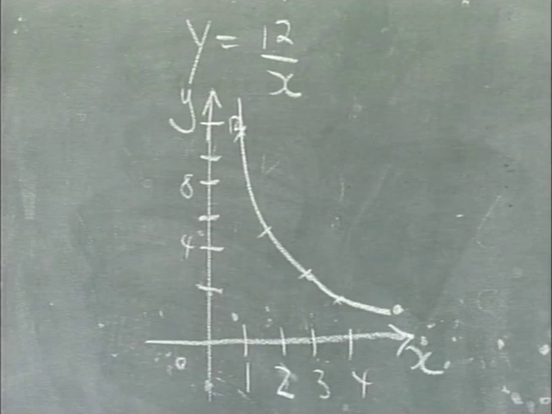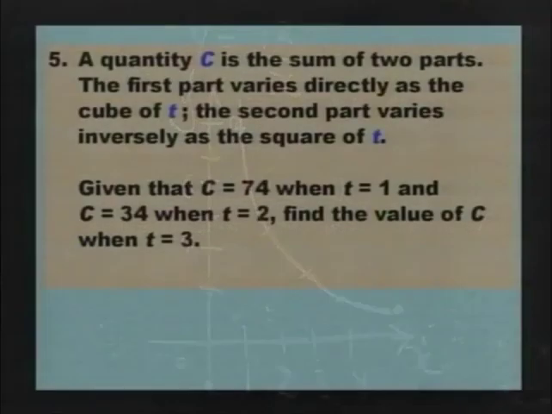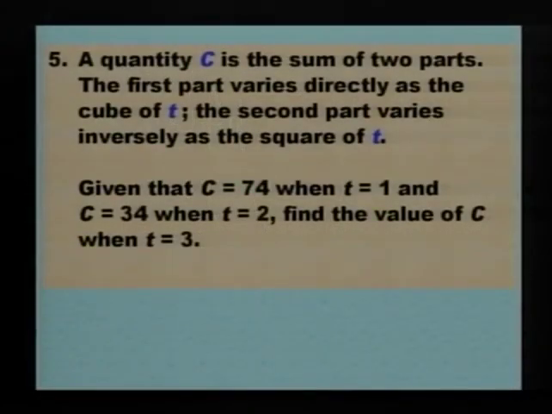Is question 4 clear? All right, question 5. We did it as an example. Okay, let's just review the answers. Given that C is 74 when T is 1 and C is 34 when T is 2, we have to find the value of C when T is 3.